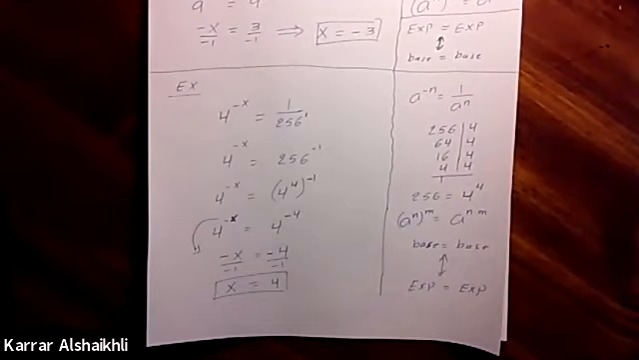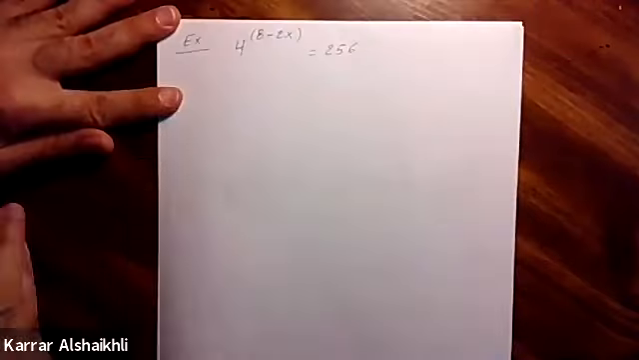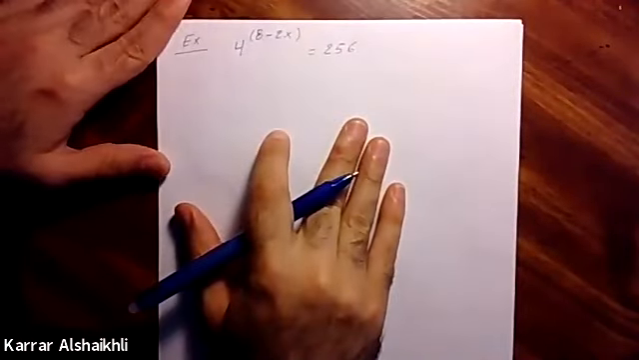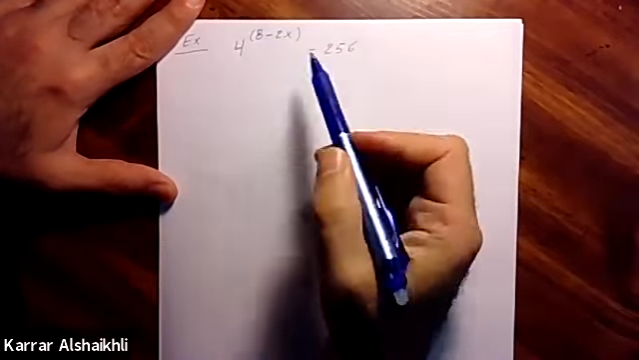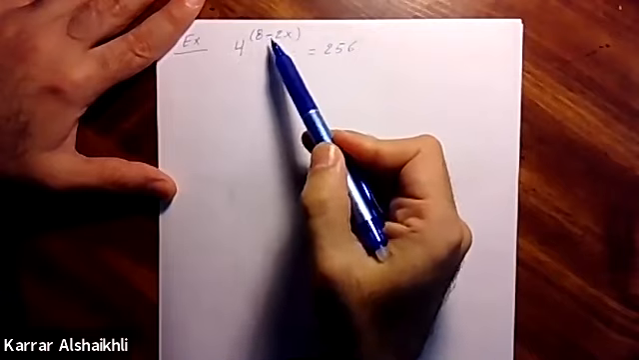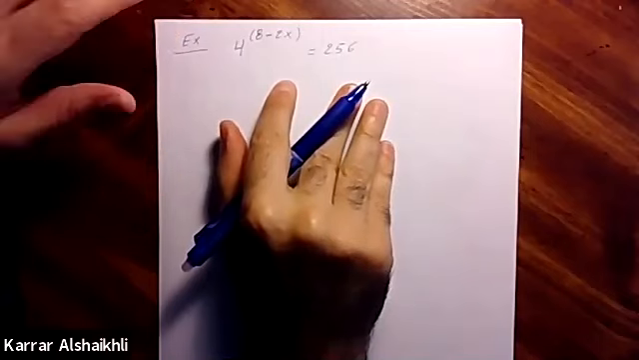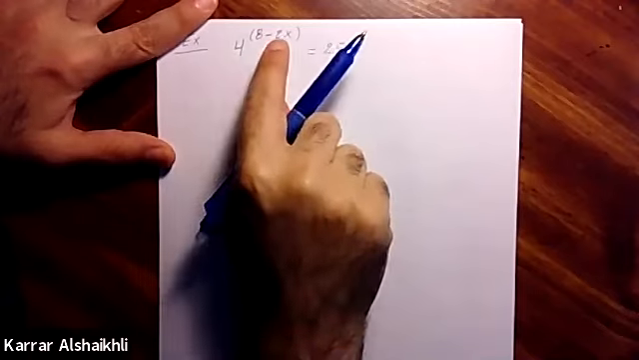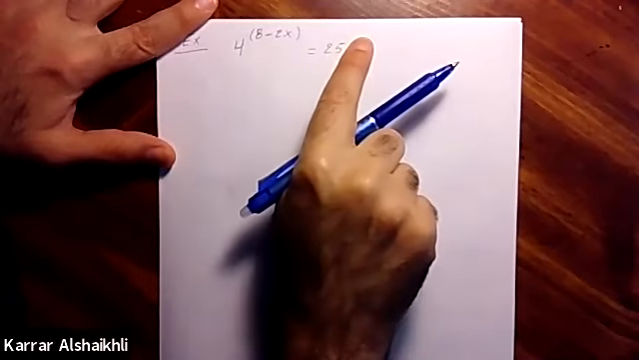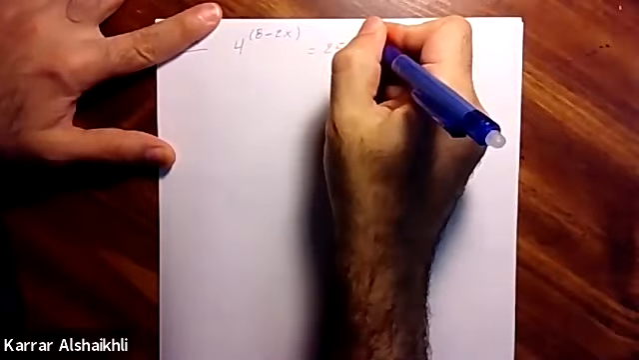You see, we found the solution by using all these steps. This is the third example. It's really important. So now if we have 4 to the exponent 8 minus 2x equal to 256. Again, we just need to get the equal bases. So that means we have equal exponents. The exponent here is 1. So I need to analyze this number. The exponent here is 1.